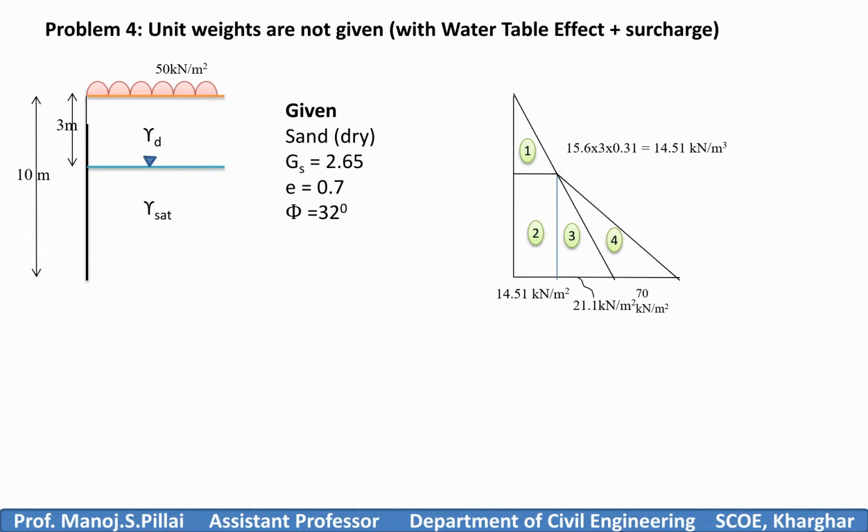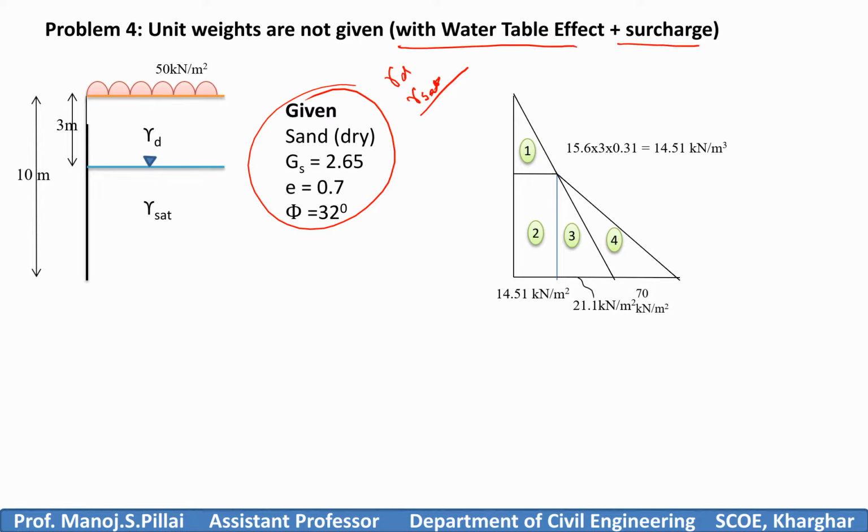That's it. Now, the last one. I know this video is very lengthy, but you have to just do this. I hope this is the last one. So, unit weights are not given. Again, the same problem I have taken. Unit weights are not given in this. So, gamma d, I told you there's a formula. Gamma sat, I told you there's a formula. You have to just rectify that and apply it here, with the water table plus surcharge.